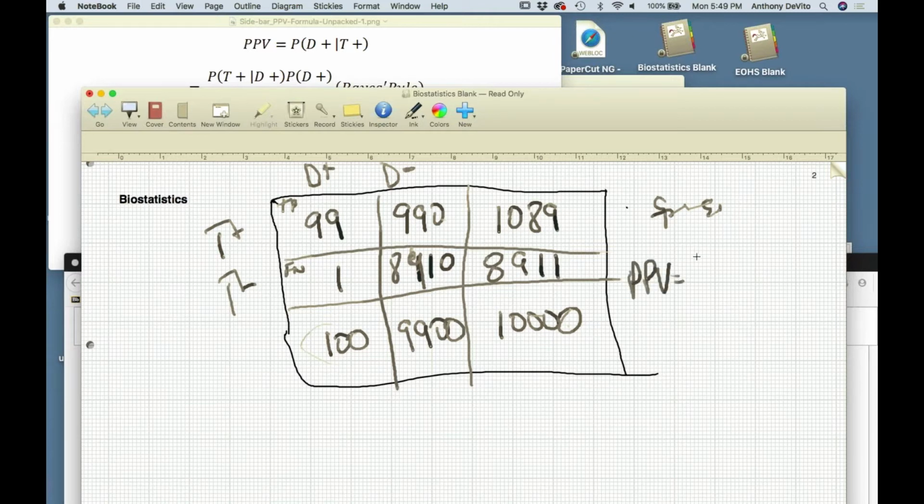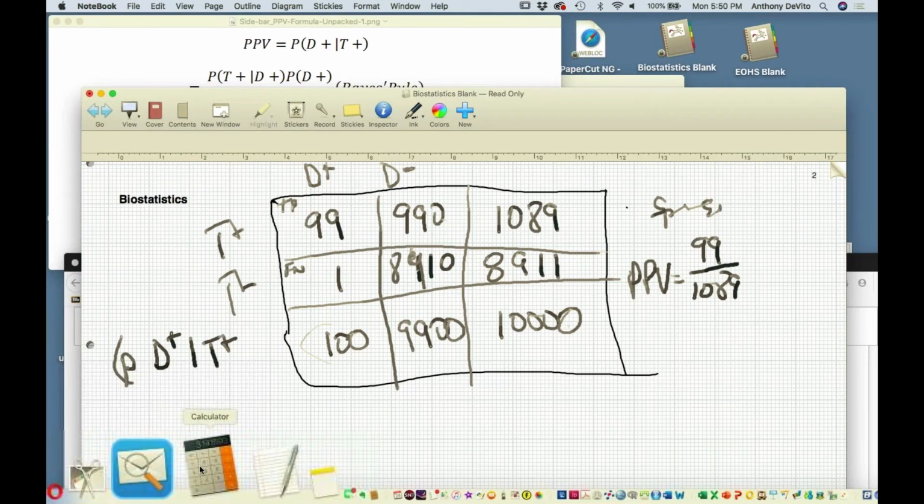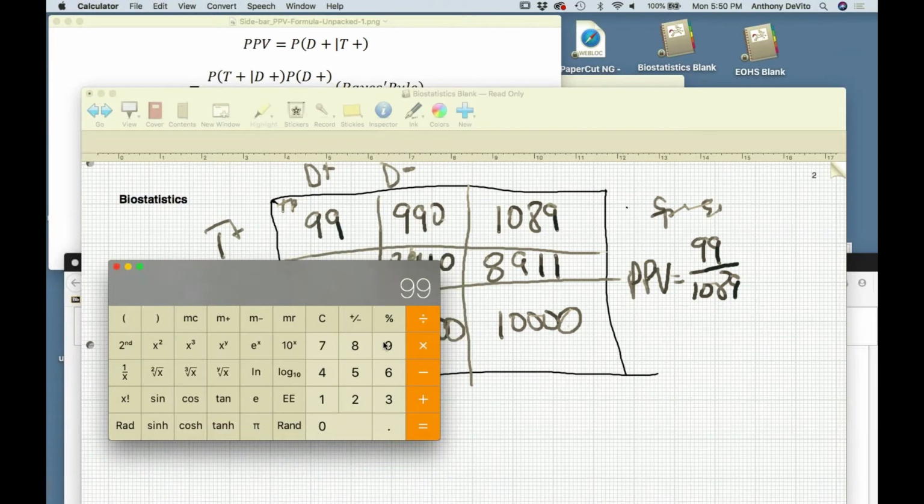So what is our positive predictive value equal to here? Remember, our positive predictive value is the probability that you have the disease given that you've tested positive, right? So let's see. Of this number of people who tested positive, this number actually have the disease. So it's going to be equal to 99 out of 1,089. Okay, and if we do the math there, it's going to be 99 divided by 1,089.